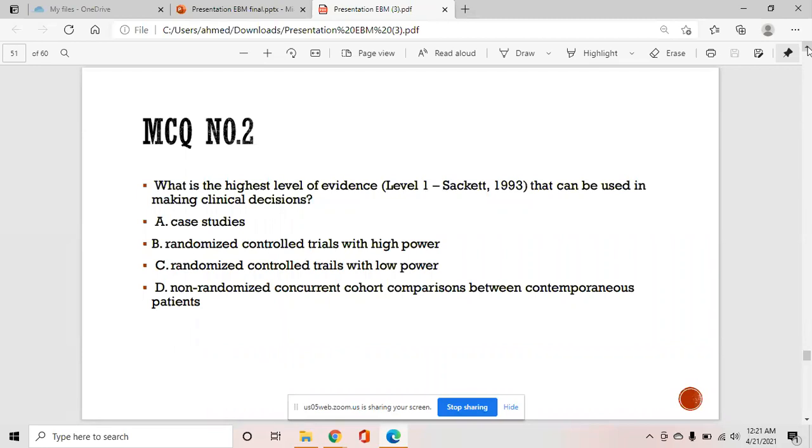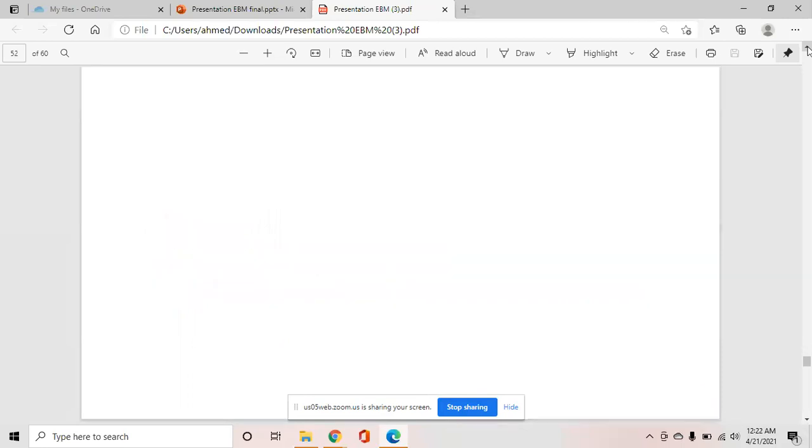What is the highest level of evidence, level 1, that can be used in making clinical decisions? Option A, case series. Option B, randomized controlled trials with high power. Option C, randomized controlled trials with low power. And option D, non-randomized concurrent cohort comparison between contemporaneous patients. B is the right answer.